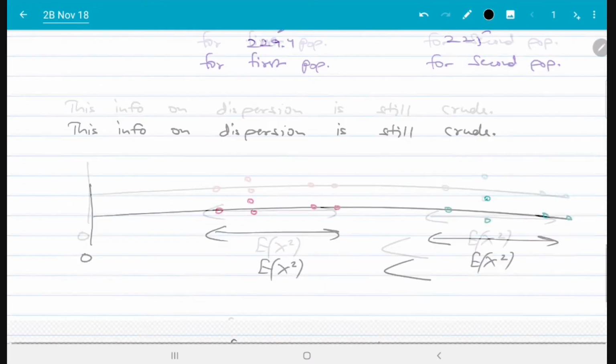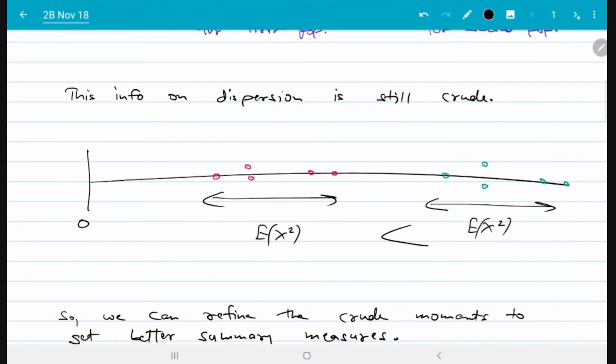Variance, if we look here, the variance of the green and the variance of the red distribution should be exactly the same. The mean of both is here in the middle. These distances are the same from the mean for all observations. So squares of these deviations will also be the same, and the expected value of these squares of the deviation would also be the same.